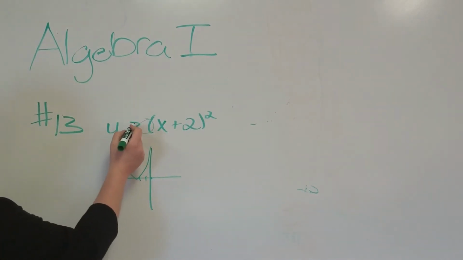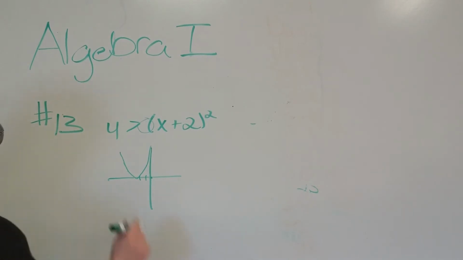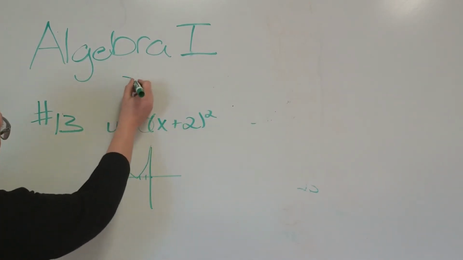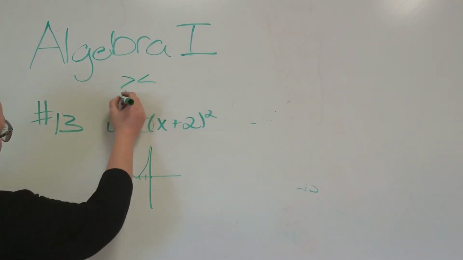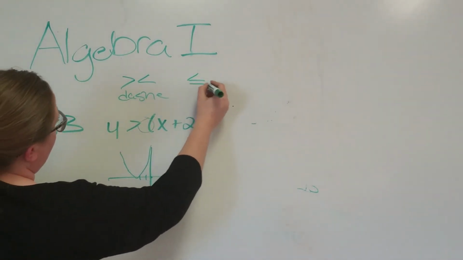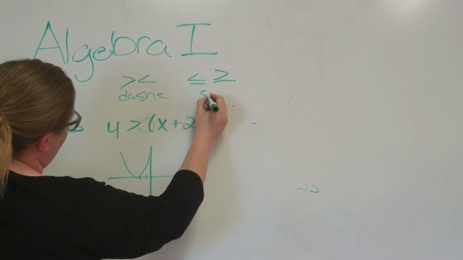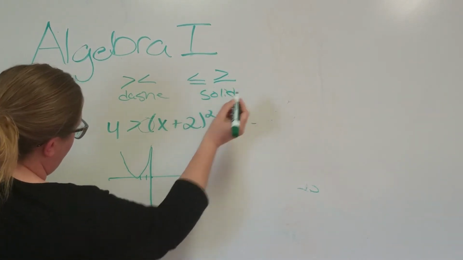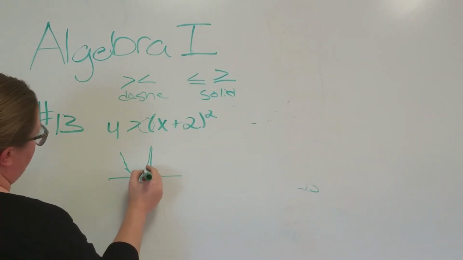Also, actually I messed up on that. It's supposed to be a dashed line because it just says greater than. If it ever says greater than or less than, it's dashed. And if it says greater than or equal to, or less than or equal to, then it's a solid line, all right? So this is a dashed line, so dash it.